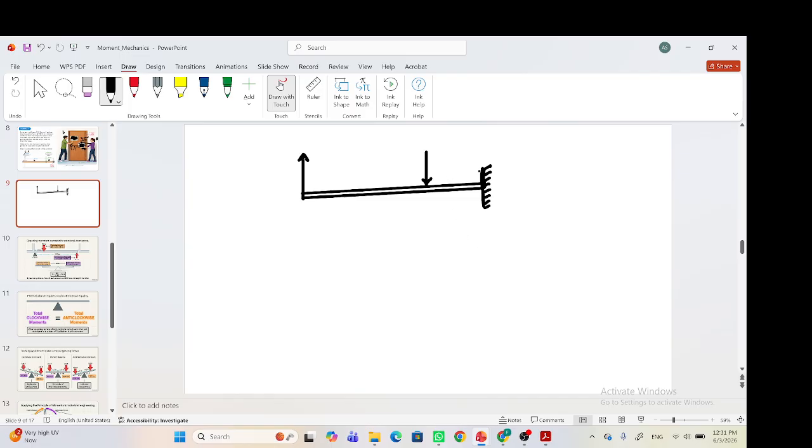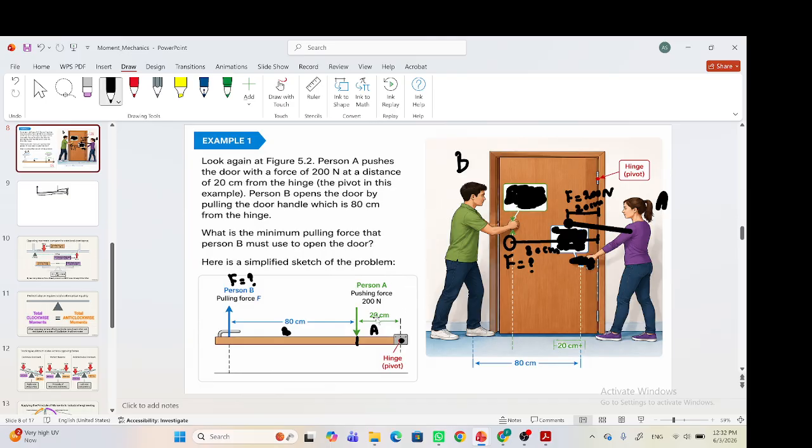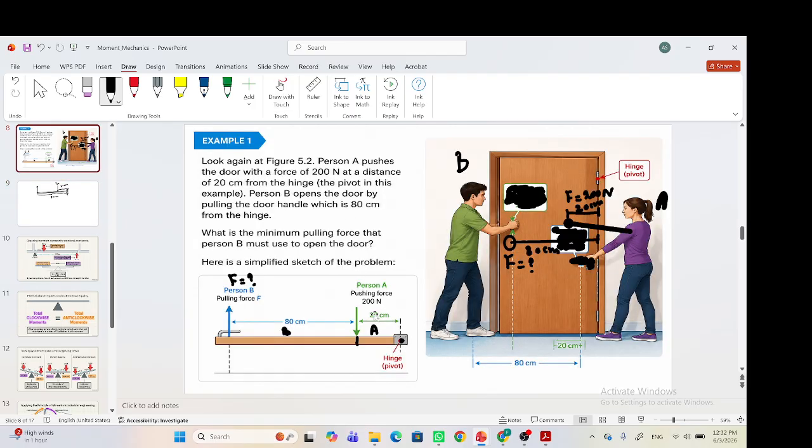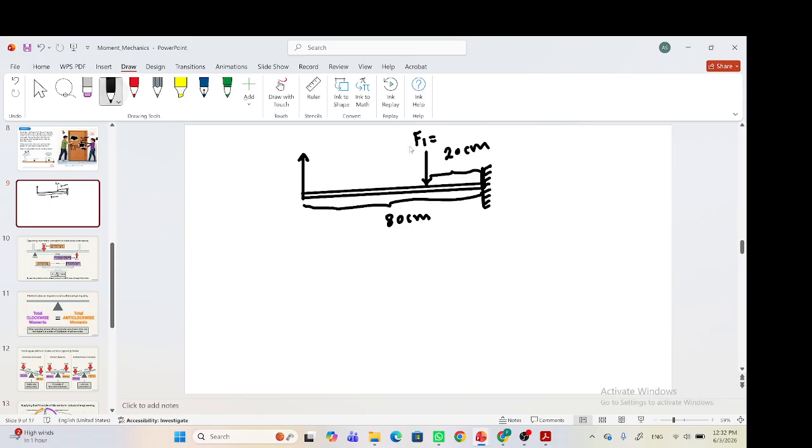And how much is the distance of each person from the pivot? For example, the distance of the first person is 20 centimeters and the next one is 80 centimeters. If we call the force of the first person F1, F1 is 200 newtons. In the question, we should find F2.